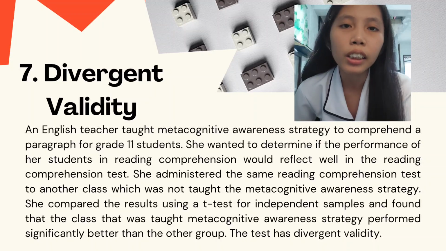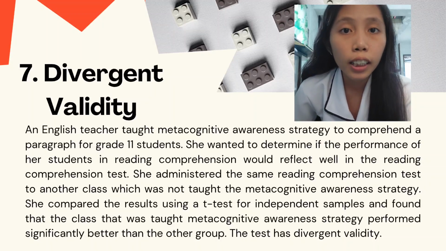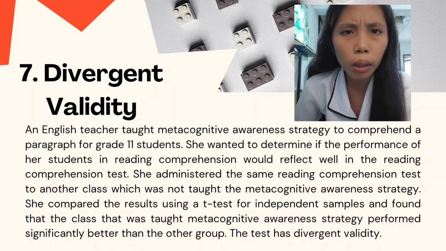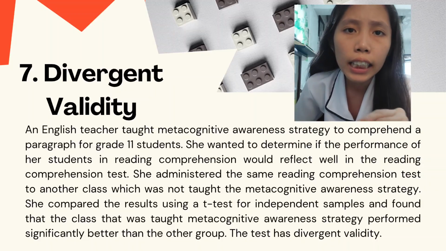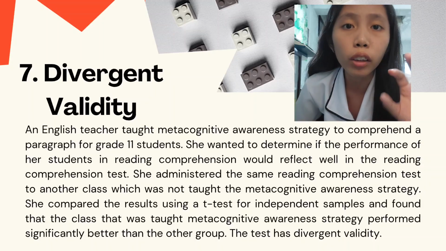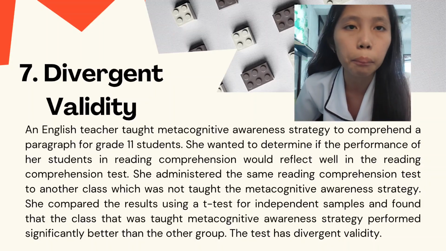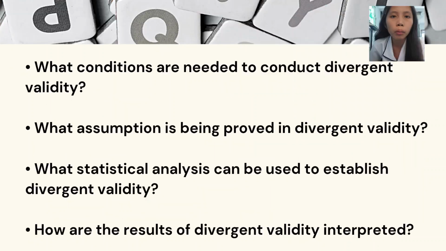And then lastly is divergent or discriminant validity. So here it talks about do unrelated ideas stay apart. So your test results show no relationship with tests measuring completely different concepts. So, and under this is what conditions are needed to conduct divergent validity. So ang sagot po dito, kailangan po ng dalawang magkaibang group. Yung isang nakakatanggap ng intervention at yung isa naman yung controlled group.